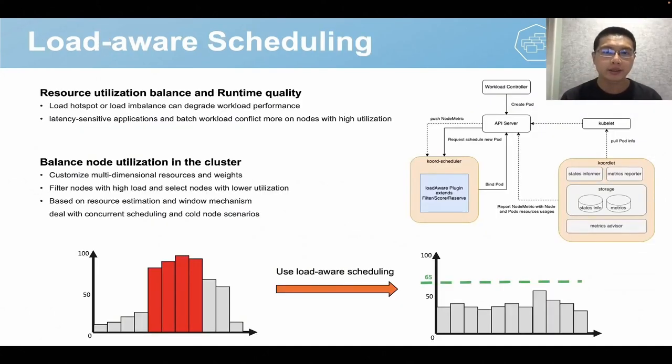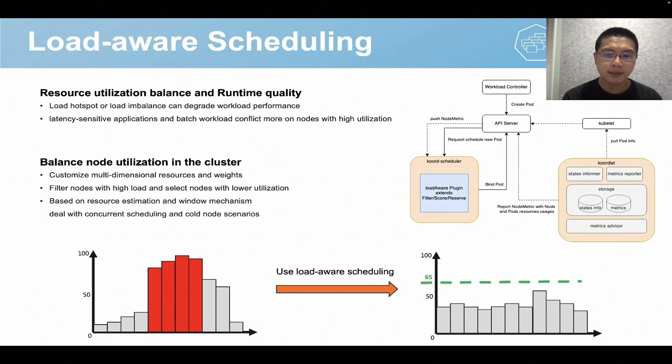Overcommitted resources can effectively improve the utilization of the cluster, but it's also accompanied by uneven utilization among nodes in the cluster. And load hotspots may also appear. Load hotspots can degrade workload performance. The latency-sensitive applications and the batch workloads conflict more on nodes with high utilization, which affects the runtime quality.